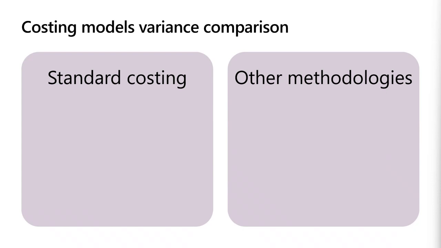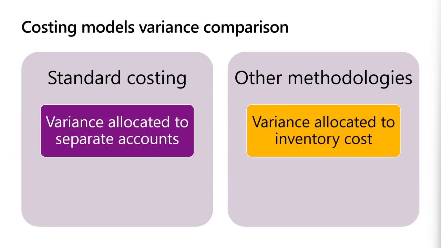When you use standard costing, you can select different main accounts for each type of variance to allocate the costs in the general ledger. But when you use any other method of costing, the variances are allocated to the manufacturing cost and are not visible in the ledger specifically.